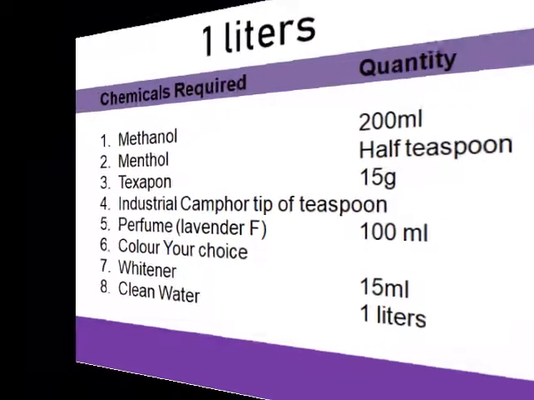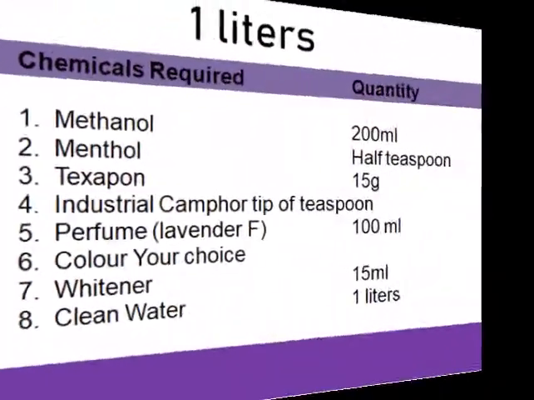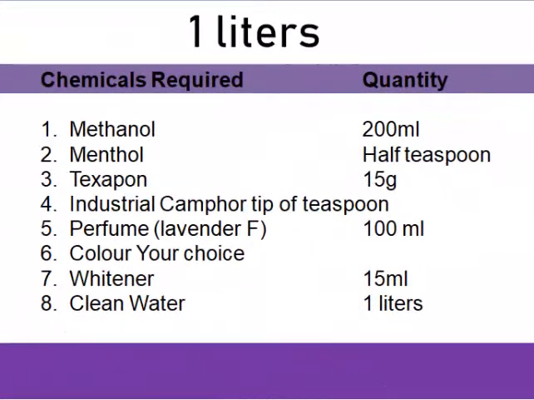For 1 liter of air freshener, we'll be making use of 200 milliliters of methanol, a small quantity of menthol, then we have 15 grams of Texapon, a tip of camphor, 100 milliliters of perfume, then a pinch of color if we want to use color. Then if you are using whitener, we have 15 milliliters, then clean water of about 1 liter. So that is what we need for this production.